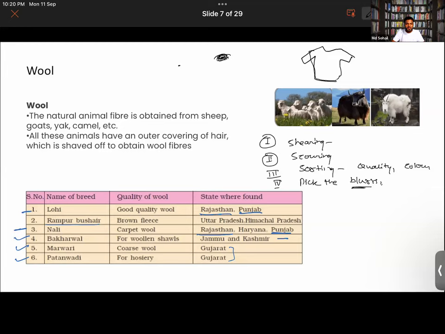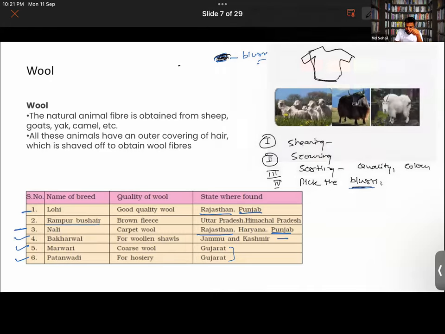I was saying that after sorting has been done, there are still some small particles left in the fleece. Around that small particle, the fibers cling and form a small ball-like structure. So it also needs to be removed. It is called burrs, and it is manually handpicked. Getting it now?